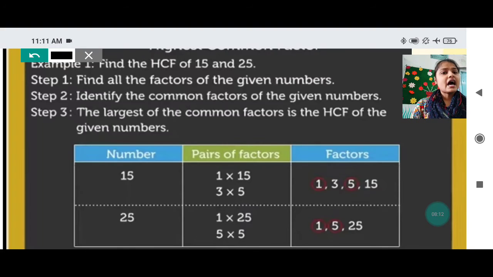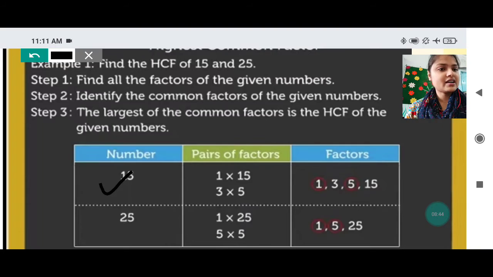Okay. Next, identify the common factors of the given numbers. After getting all the factors, you can easily identify the common ones. Then the largest common factor is the HCF. Okay, you can see the factors. When I have divided 15, I have got the factors 1, 3, 5 and 15. In the same way, 1, 5 and 25 are the factors of 25.